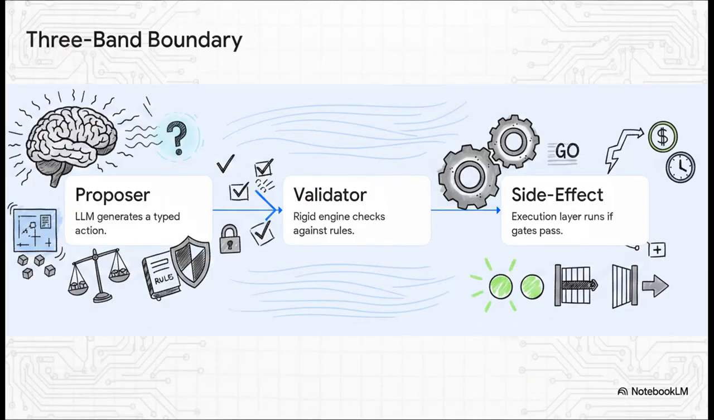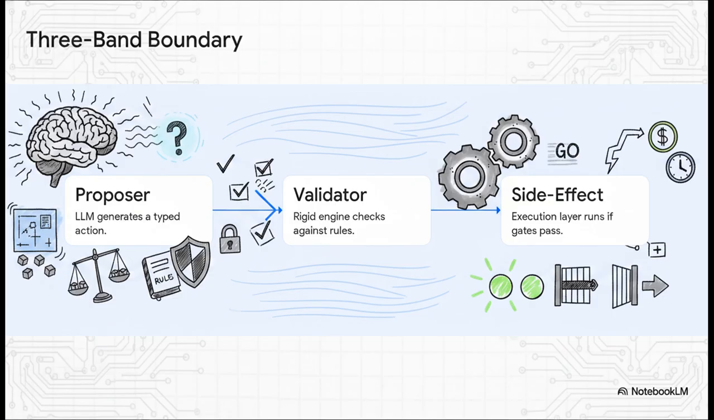And that brings us to what we call the 3-band boundary, which brilliantly illustrates how a secure system actually functions in the real world. Band 1 is the probabilistic proposer. That's where the LLM proposes a typed action, like a specific repair for our wire. Band 2 is the deterministic validator. This is a rigid engine that rigorously checks that proposal against stone-cold rules. And finally, Band 3 is the side effect layer. This is the dumb execution layer.